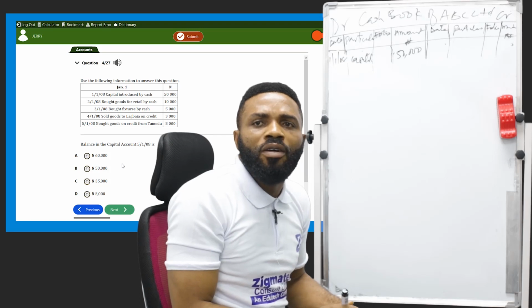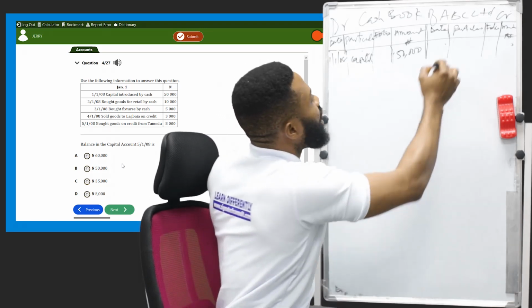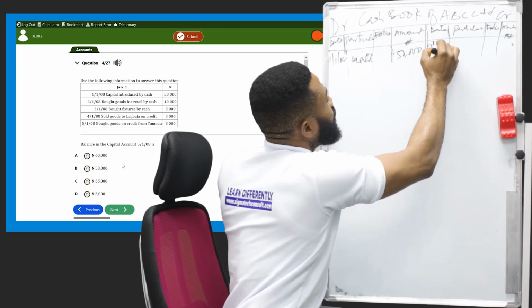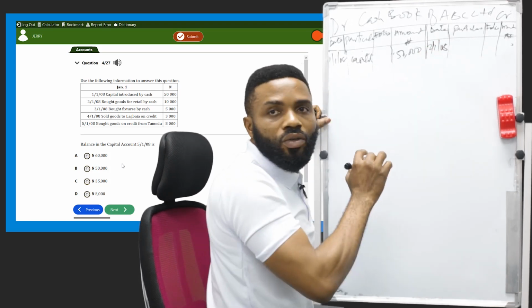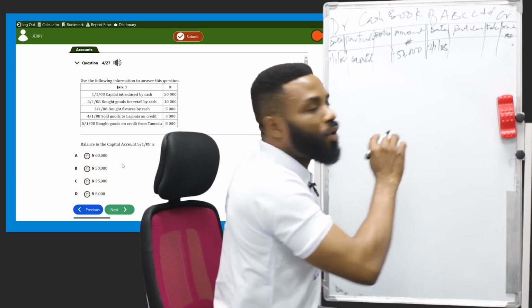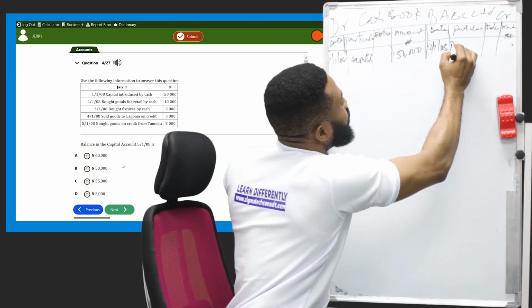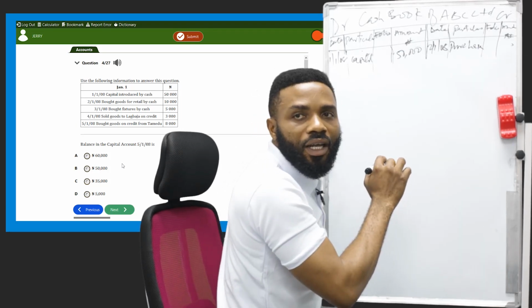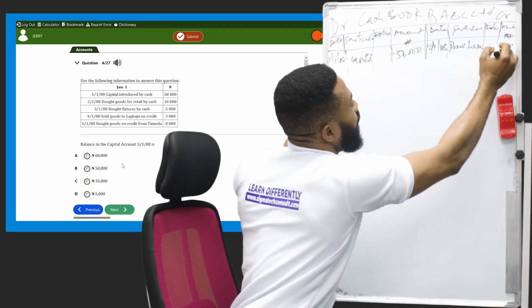And then, which other transaction took place? We bought goods for retail by cash. You come here and write purchase. What date is that? It's 2nd of January 2008. We bought goods cash. You write purchase. And how much is that? It's 10,000.